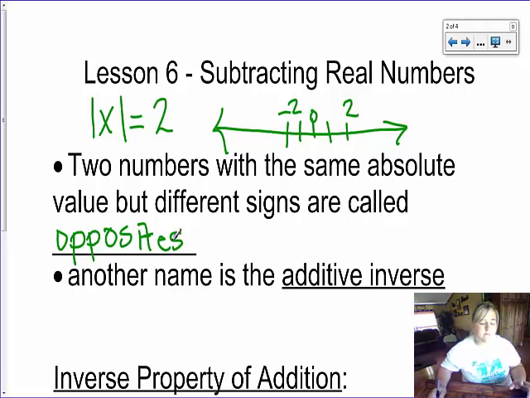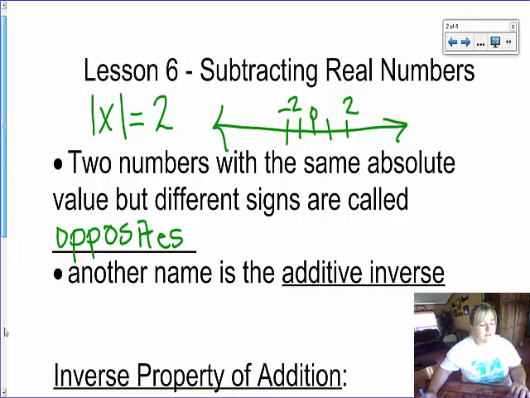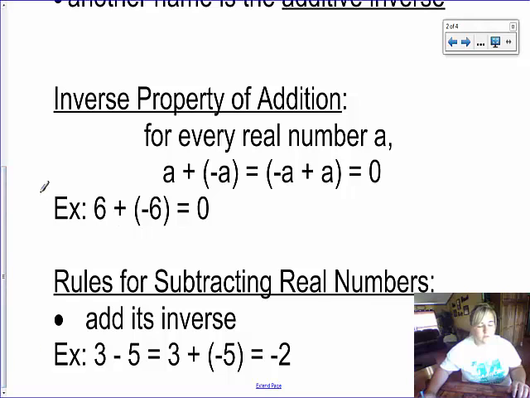Another name is additive inverse. So if your book is asking you in a question what this is, they're probably going to be wanting additive inverse. So they tell us that the inverse property for addition for every real number a is that a plus its opposite, or its additive inverse, -a, equals 0. They cancel each other out. They eliminate each other. So if I have 6 plus -6, again, that gets me 0.